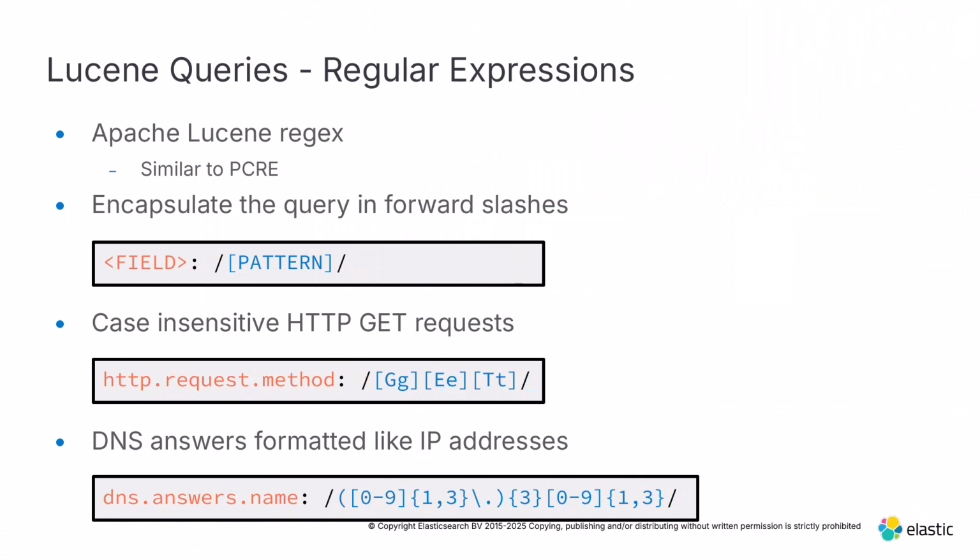Now this query is searching for DNS answers that are formatted like IP addresses. This is a regex query for that. It looks a little complicated, but basically we're looking for digits 0 through 9, appearing 1 to 3 times and then followed by a period. We want to repeat that 3 times and then with that last octet, digits 0 through 9 appear 1 to 3 times. This represents an IP address.